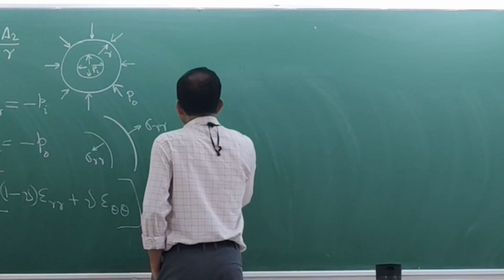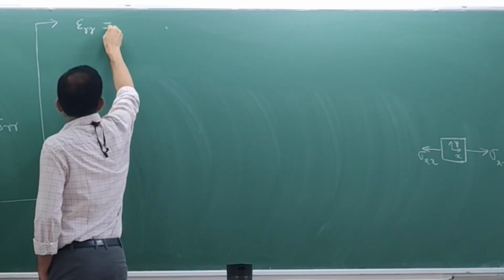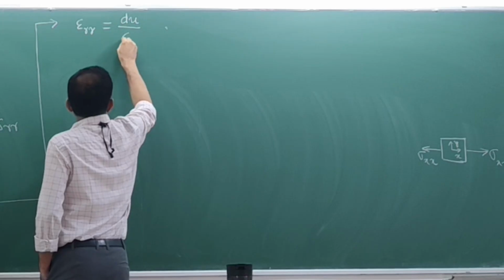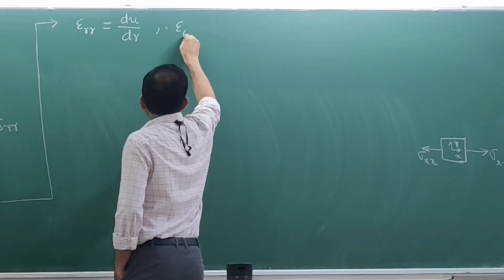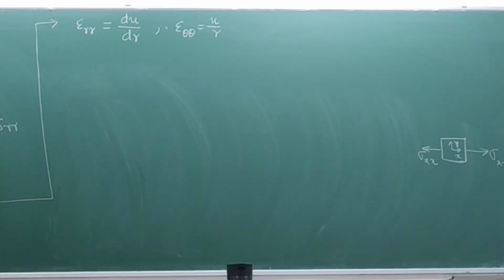Now, what we are going to do is make the substitutions. What is epsilon RR and what is epsilon theta theta? So epsilon RR is du dr, and epsilon theta theta is equal to u by r. This also we had seen last time. We had talked about those things, that in general it will depend on both u and v, but v is 0, theta dependence is gone. Because of those simplifications, we end up with these two expressions: epsilon RR is equal to du by dr, and epsilon theta theta is equal to u by r.